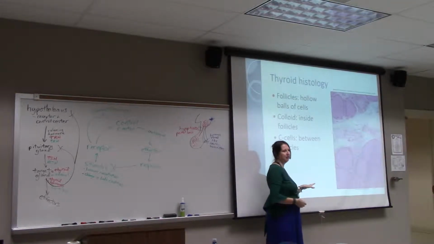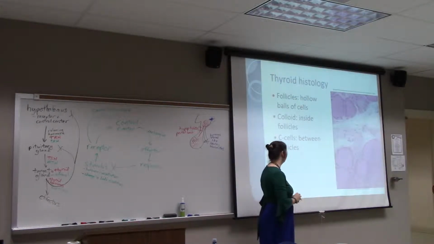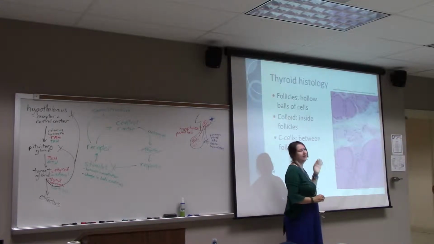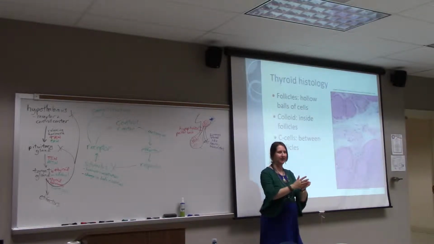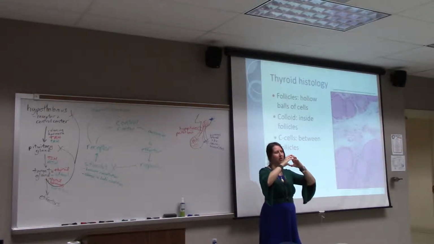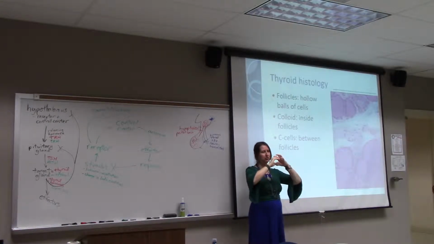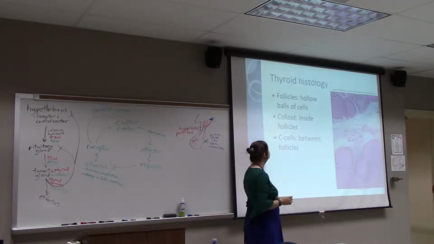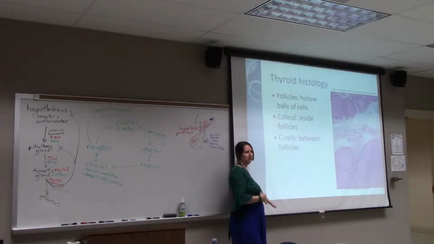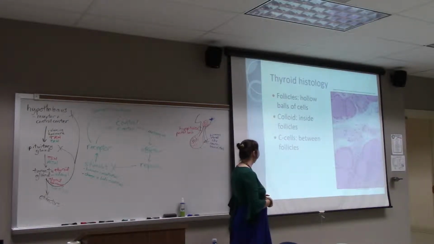Most of the thyroid cells are arranged in follicles. On the microscope, they'll look like rings because we're just slicing through it, but they're actually hollow balls. Inside each one is a substance called colloid that stores the hormones until we need to release them.